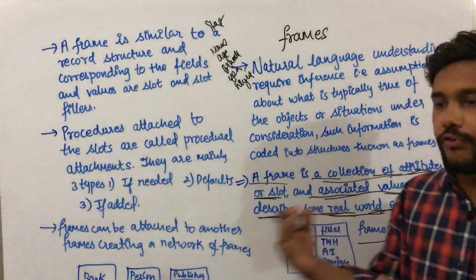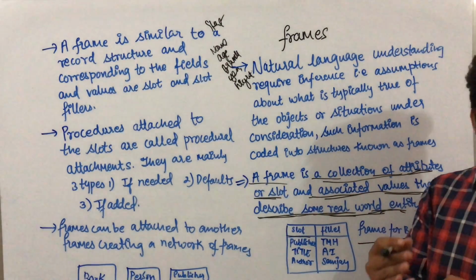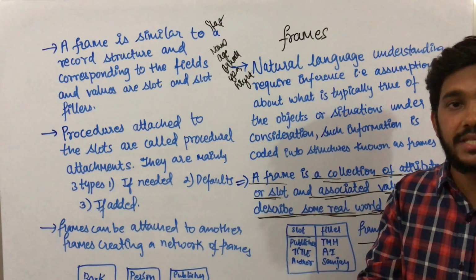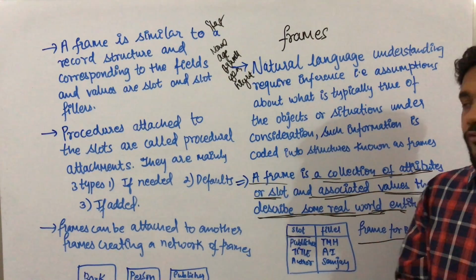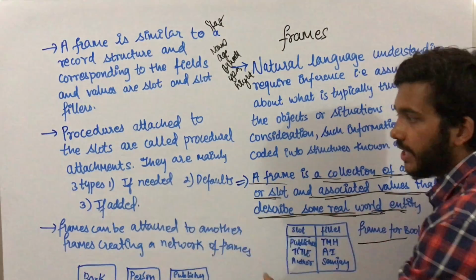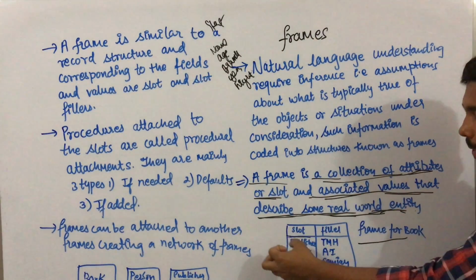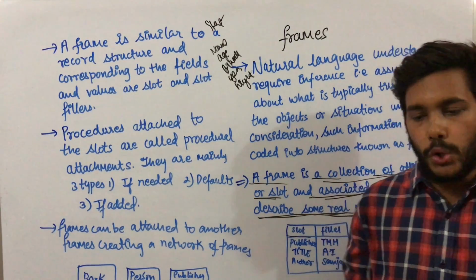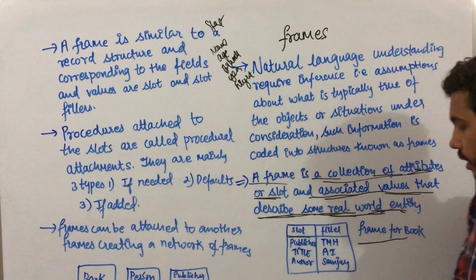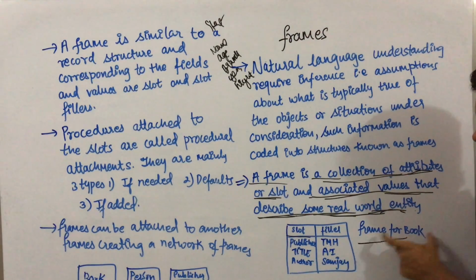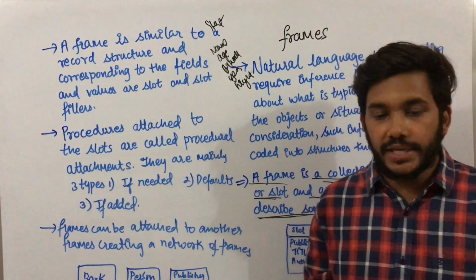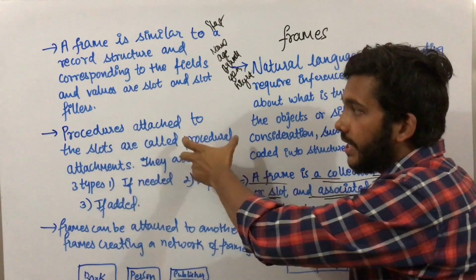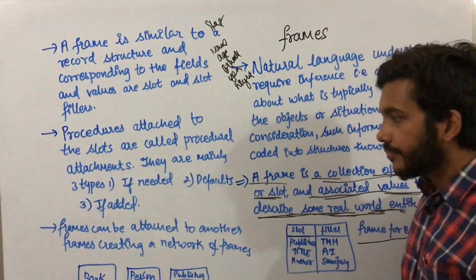Now if we need some more information about the book, that is the number of pages, or what is the content in the book, which type of book it is, what is the number of pages in the book, what was the edition of the book. So that is the if needed type of attachment. Defaults, like default publisher, title and author, that is present. If added, suppose for example for the book, we add something new, that is which category this book belongs to. So there are three types of procedural attachments.